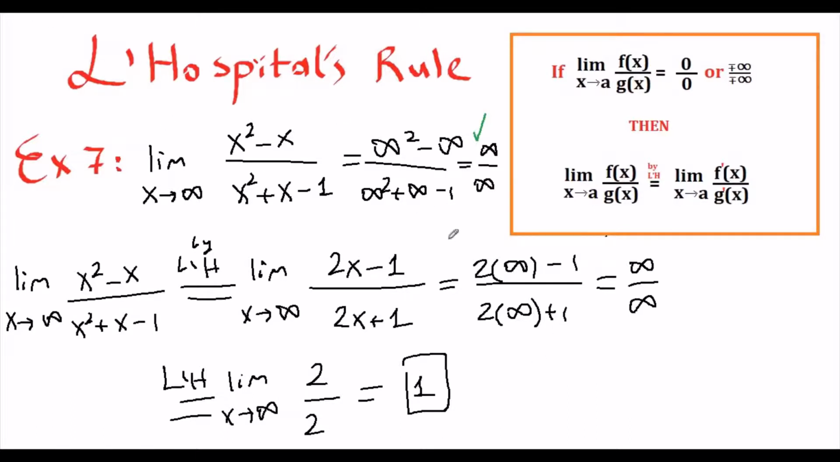We have a practical method for this. If the highest power of the numerator and the denominator is equal, in our case x squared and x squared, then we take the ratio of the coefficients here. Coefficient of x squared is 1, coefficient of x squared is 1, so 1 over 1 is 1. Either method you obtain 1, but in the future you're going to use this method.